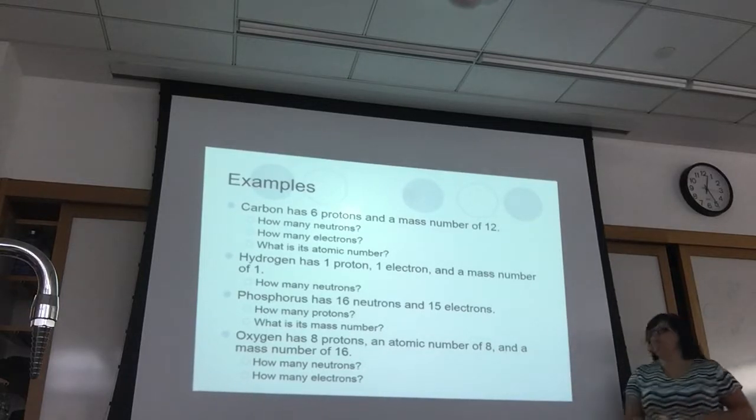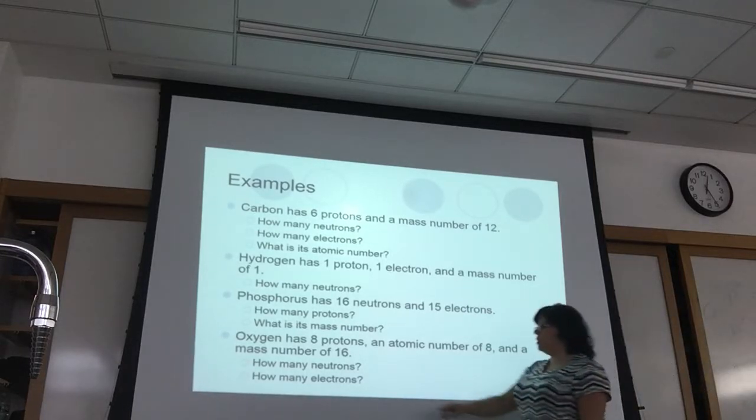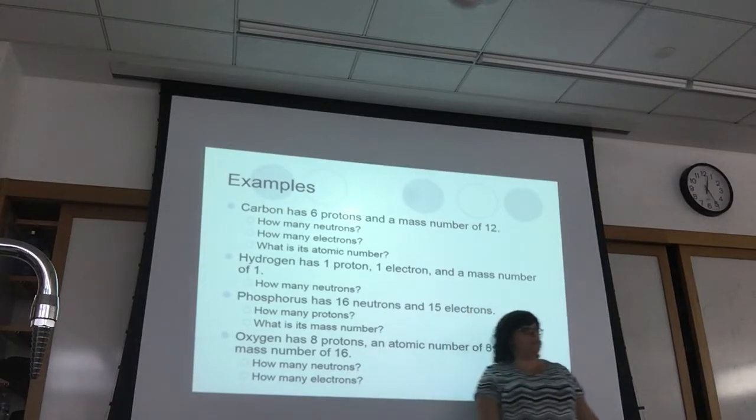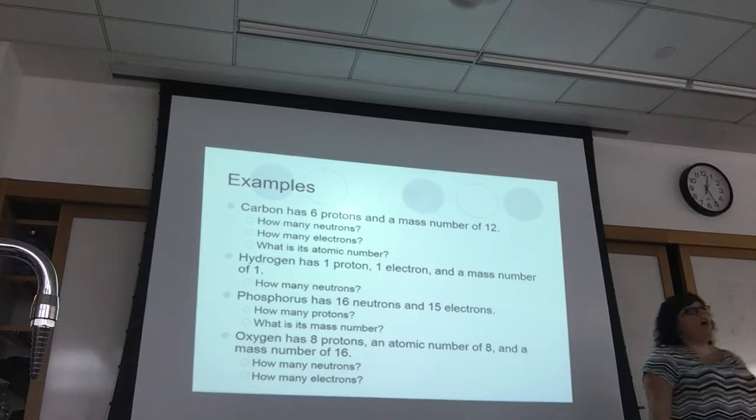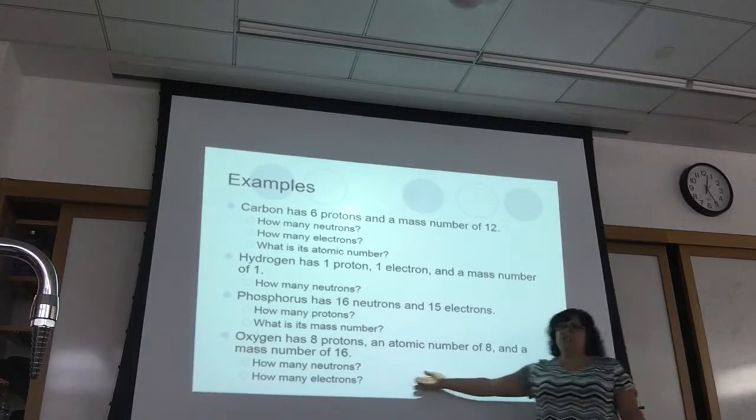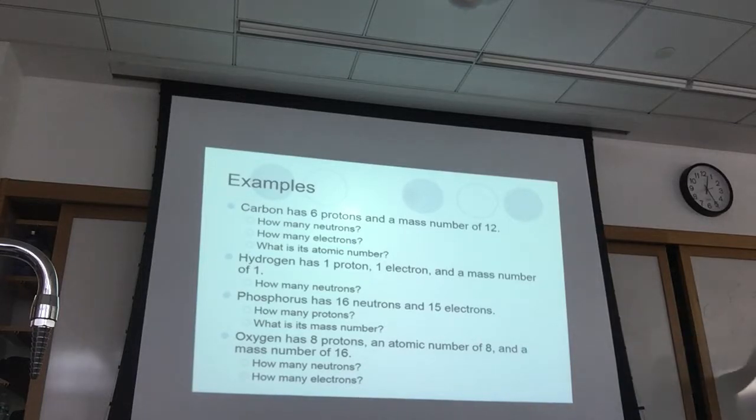Oxygen, 8 protons. Atomic number of 8, didn't need to tell you that. Mass number of 16. How many, what did I ask for first? Neutrons. 8. How did you get it? Good. 16 minus 8. That's how you got the neutrons. And how many electrons? 8. And like carbon, oxygen is one of those elements of which the protons, the electrons, the atomic number, and the neutrons are all the same number. Doesn't always happen.